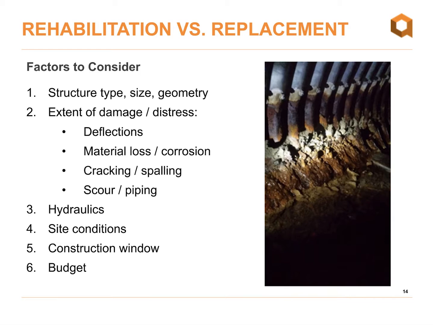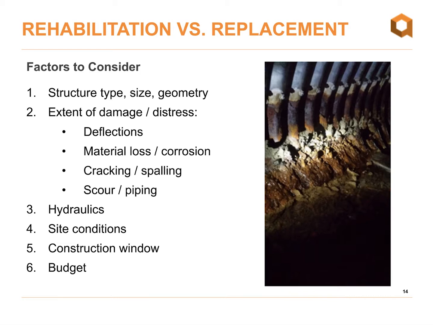Secondly, we need to identify the extent of the damage or distress. So why are we talking about rehabilitation or replacement in the first place? Do we have significant deflections in the structure? Is there significant material loss or corrosion, as you can see in the photo on the right there? Is there cracking or spalling in a concrete system? Scour and piping for a backfilled structure is a very key thing to identify.